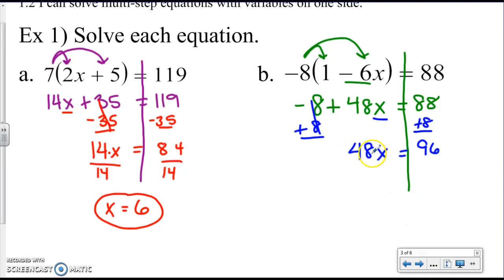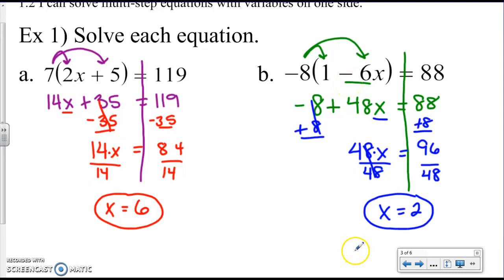Okay, last step. 48 and x are right next to each other, so that means we're multiplying them. To cancel multiplication, we need to divide by 48 on both sides. So 96 divided by 48 is 2. Again, to check this, plug it back into the parentheses, simplify the parentheses, multiply by negative 8, you should get 88 for an answer.